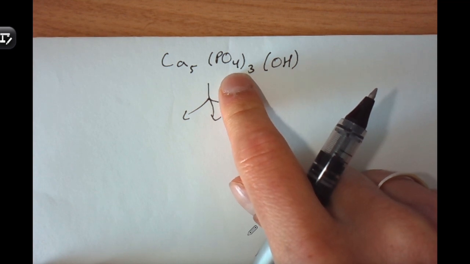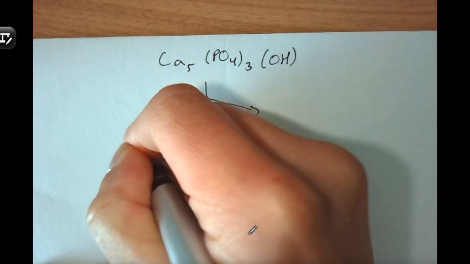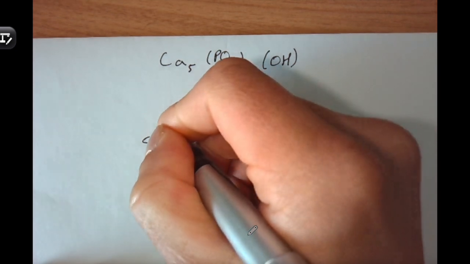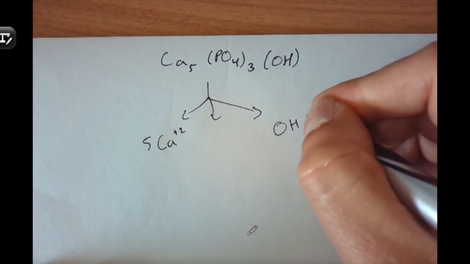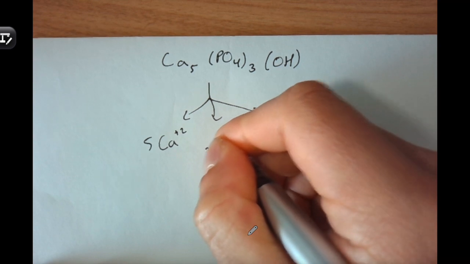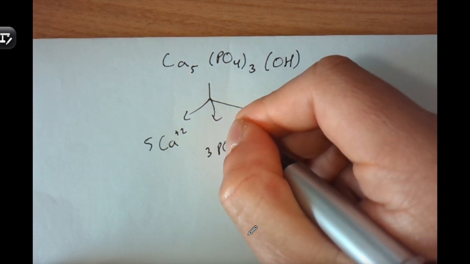So when I do this, I know I'm going to break this up into 5 calcium ions. Calcium is a positive 2 charge. And then I'm going to break it up into 1 hydroxide ion, which is a -1 charge. And then I'm going to break it up into 3 PO4 anions, which all have a -3 charge.